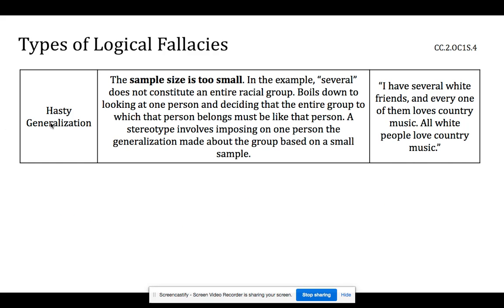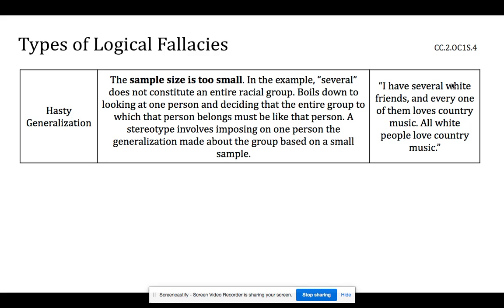Next, we have hasty generalization. This one's pretty obvious. Sample size is too small. This one can be really tricky for us to fall into. So again, like the student who did the debate about teachers having guns in school, and they asked one teacher. That sample size is probably a little too small.